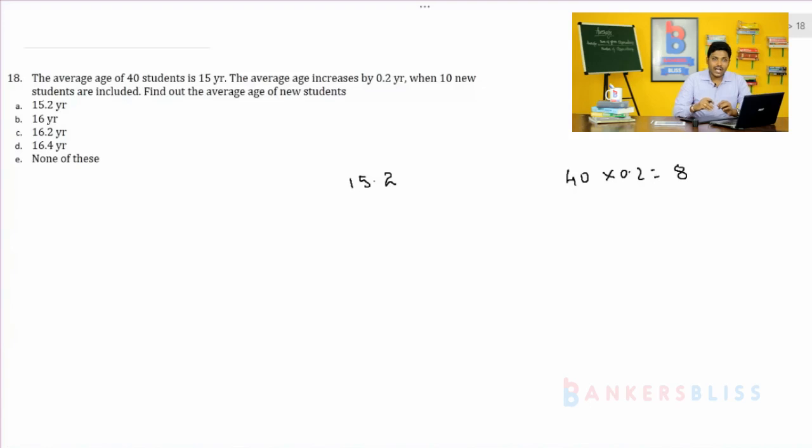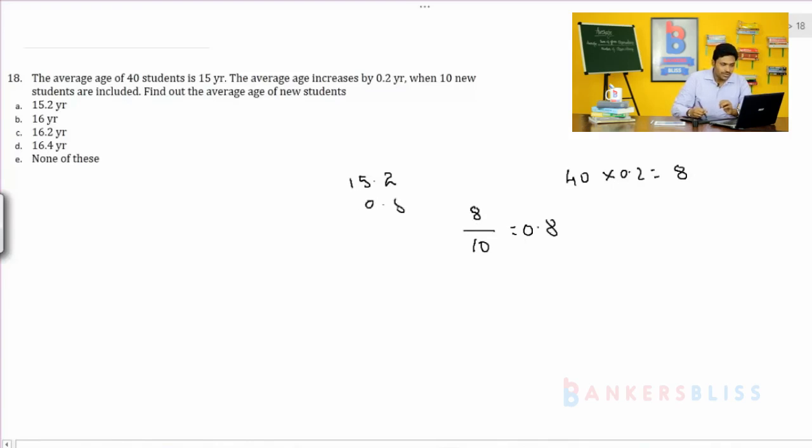This 8 has to be given by the 10 students themselves. So per student, how much have they contributed? That is 8 by 10, 0.8 they have contributed. So 15.2 plus 0.8, so 16 is the average of the new students.